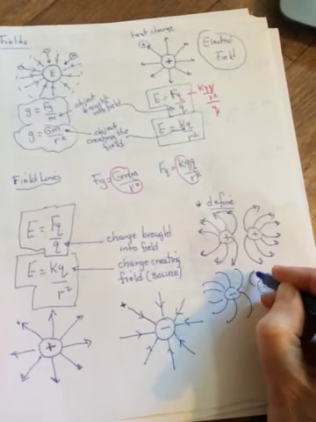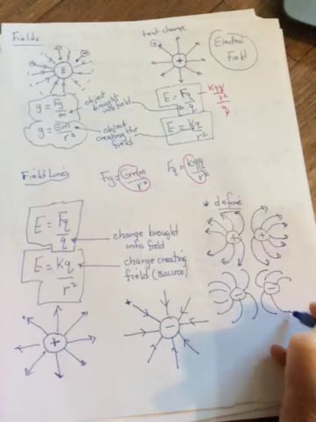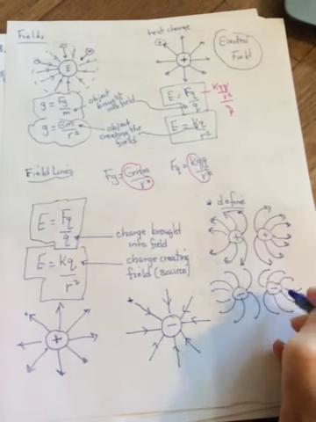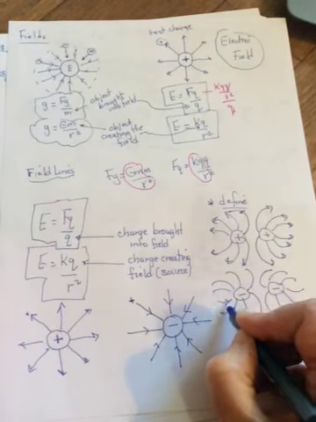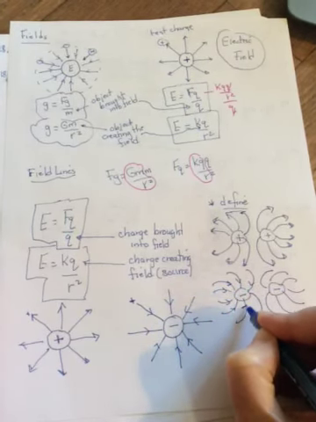The only thing that's going to be different is that the arrowheads will be in the opposite direction, because this time they both want it. So they'll be trying to draw in that little positive charge.